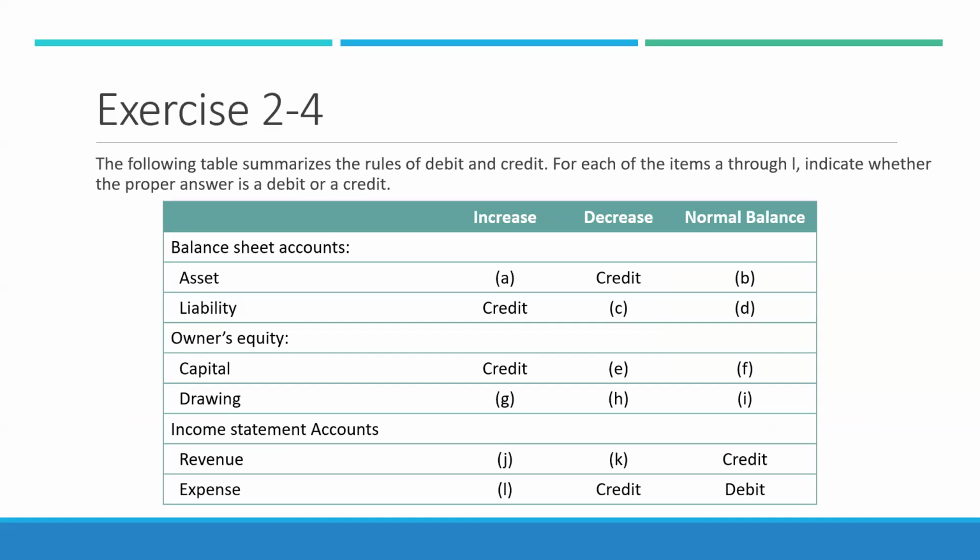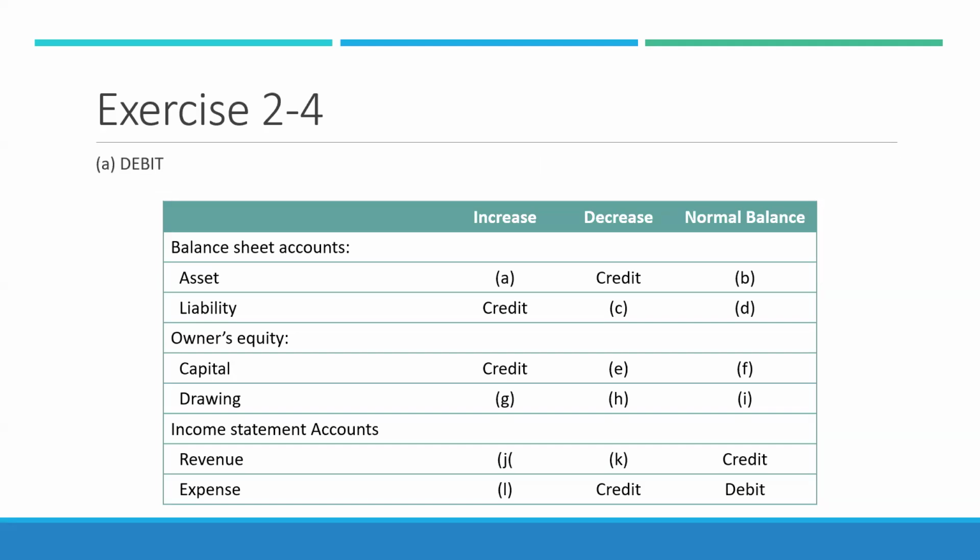We can go through each of these, right? But assets have an increase as a debit, decrease as a credit. We've already kind of, I think, beaten the dead horse on this.